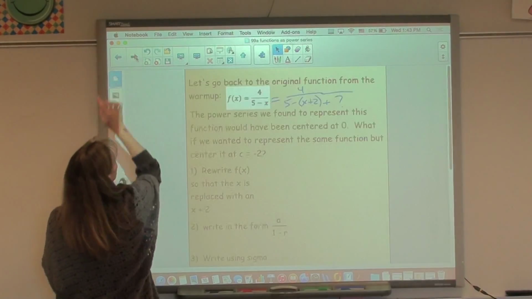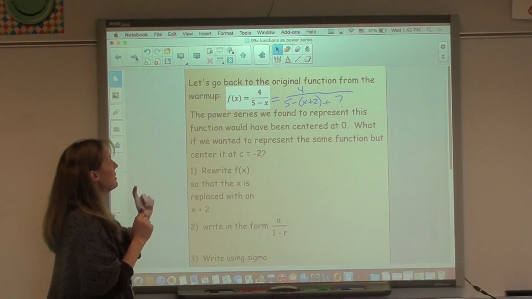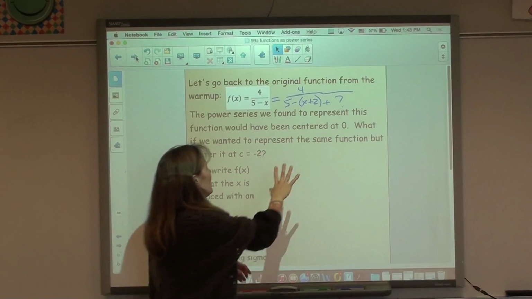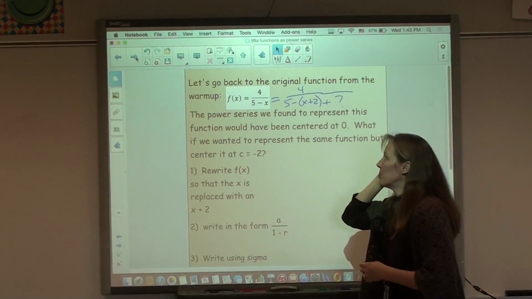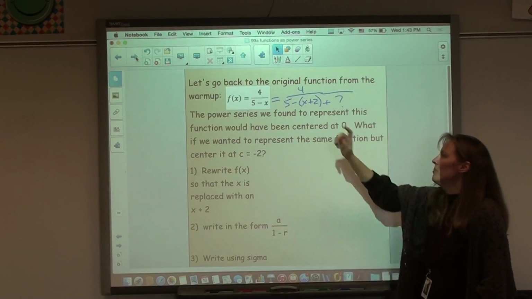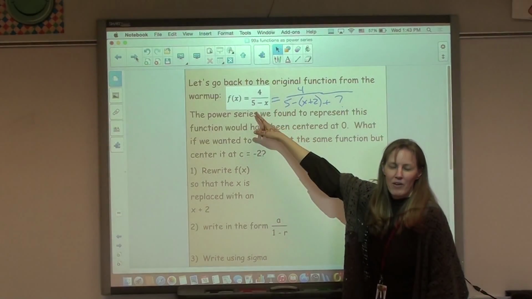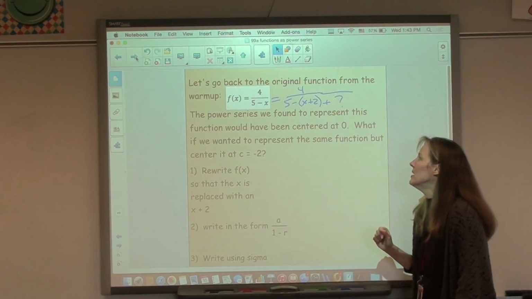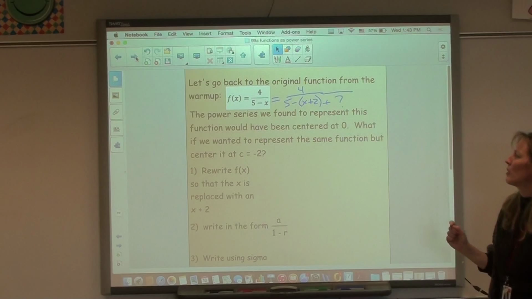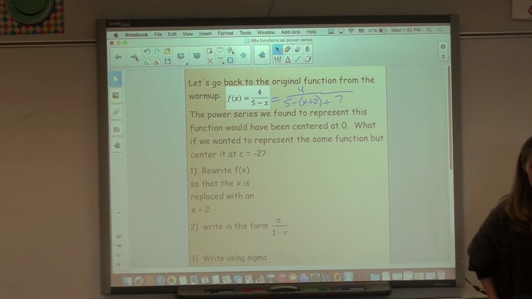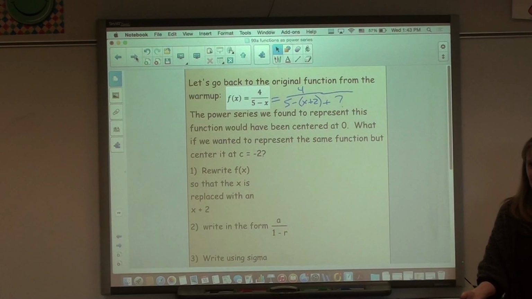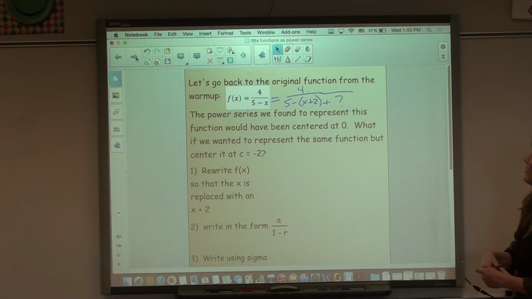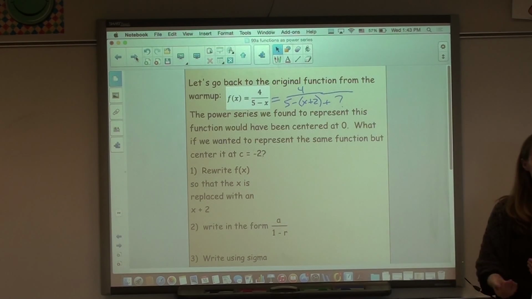Okay. So it begins with this one, and I'm going to leave this up there because I'm going to refer to it in a minute, but you can ignore it right now. So we're going back to the warm-up problem, 4 over 5 minus x. The power series that we found to represent this function was centered at 0, right? What if we wanted to represent the same function, but centered at c equals -2?